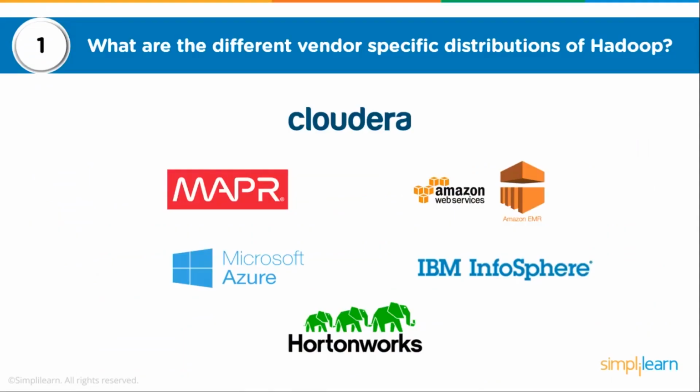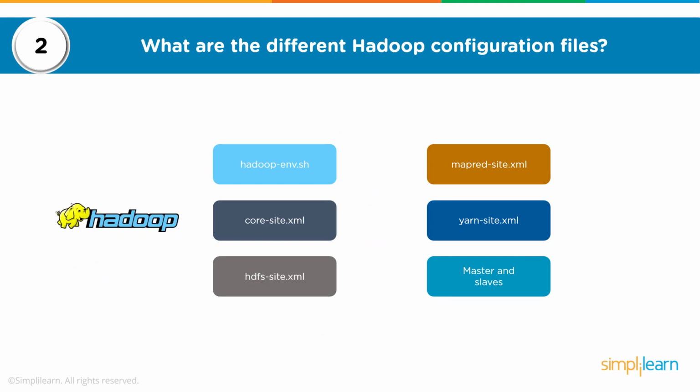Coming back, let's look at our next question. So what are the different Hadoop configuration files? Now, whether you're talking about Apache Hadoop, Cloudera, Hortonworks, MapR, or any other distribution, these config files are the most important and exist in every distribution of Hadoop. So you have hadoop-env.sh, wherein you will have environment variables such as your Java path, your process ID path, where your logs get stored, what kind of metrics will be collected, and so on.